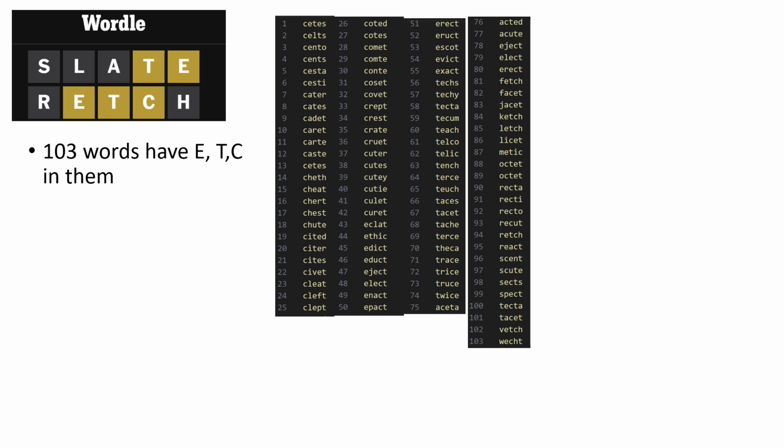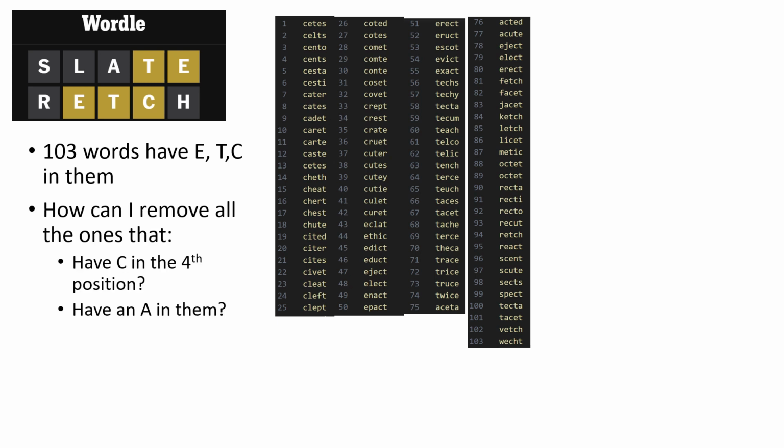But I actually have more information than just words that have E, T, and C in them. I know that I can remove all the words that have a C in the fourth position or have the letter A in them. I can remove the letters S, L, A, and R, H here. And I also know about some positioning. So let's use that information.